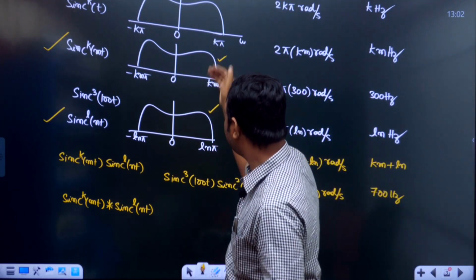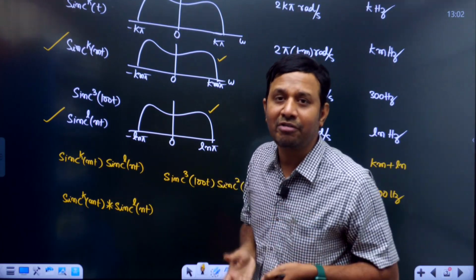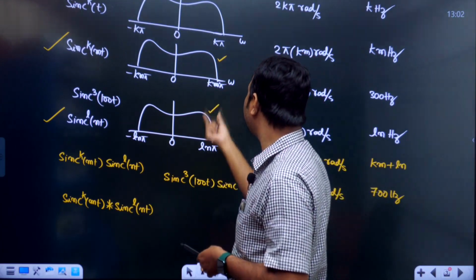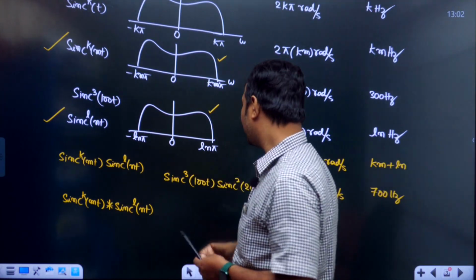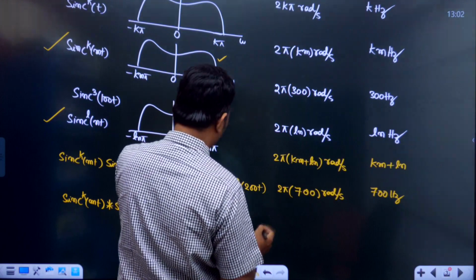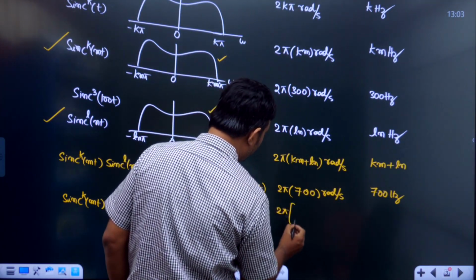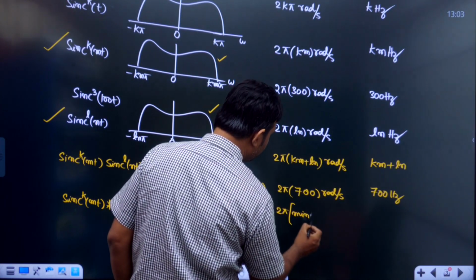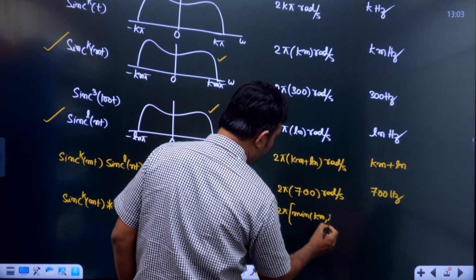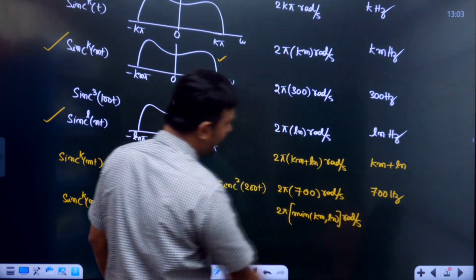If you multiply these two, the resultant signal after multiplication will come to a value which is the minimum of these two. So I can write 2 pi times the minimum of Km comma Ln radians per second, isn't it?